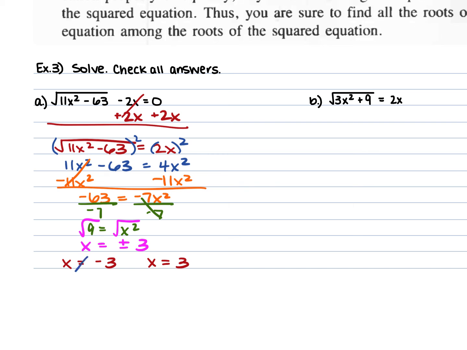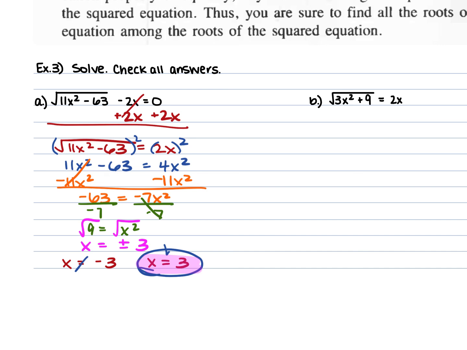Try the positive 3. 11 times 3 squared is 11 times 9, which is 99. 99 minus 63 is 36. The square root of 36 is 6. If you subtract 2 times 3 from that, that is 6. So 6 minus 6 is 0. That one works. So the only solution here is that x is equal to positive 3.